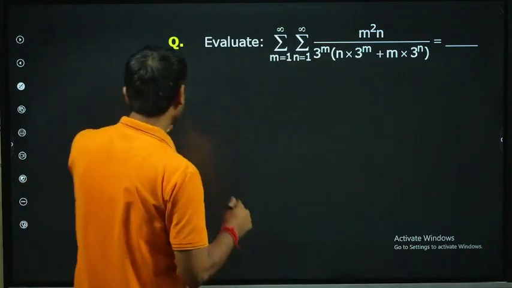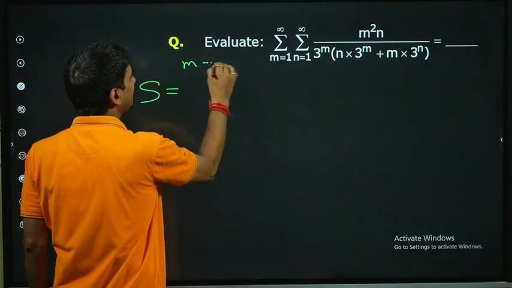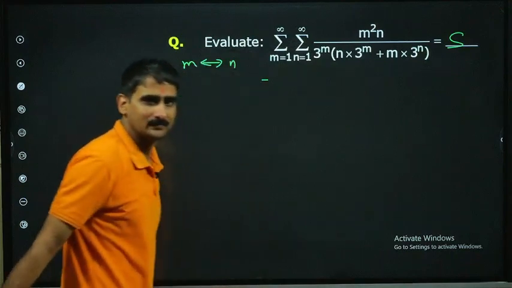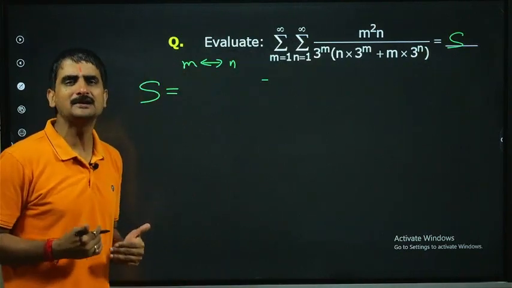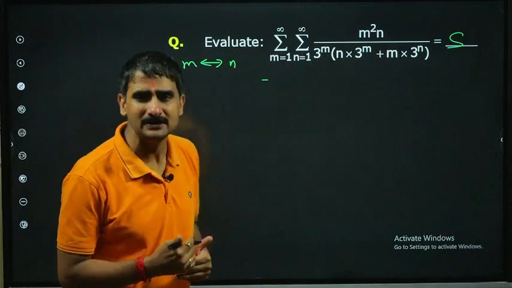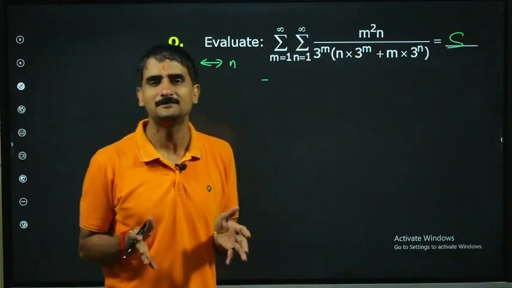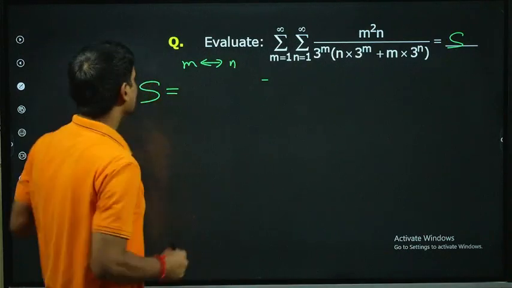So what I will suggest here is replace m by n and n by m. So let's say this is also S. If you do it, there won't be any difference. That's what I'm saying, they are independent variables. Even if I replace m by p and n by q, will that make any difference? Answer is no.